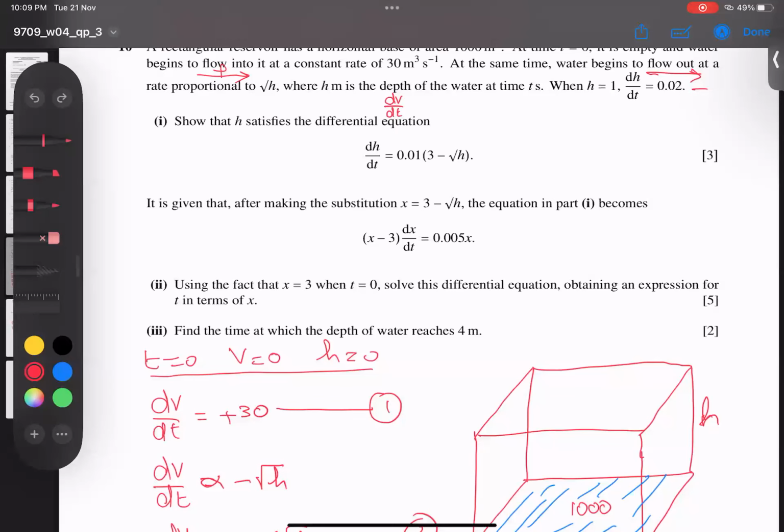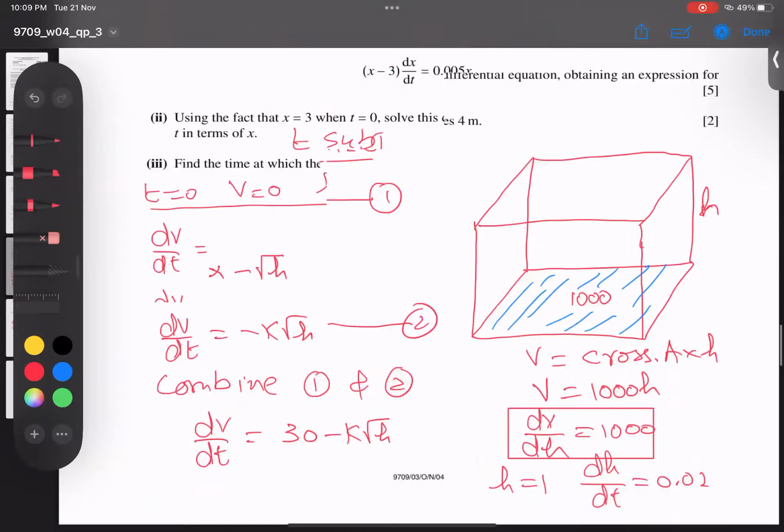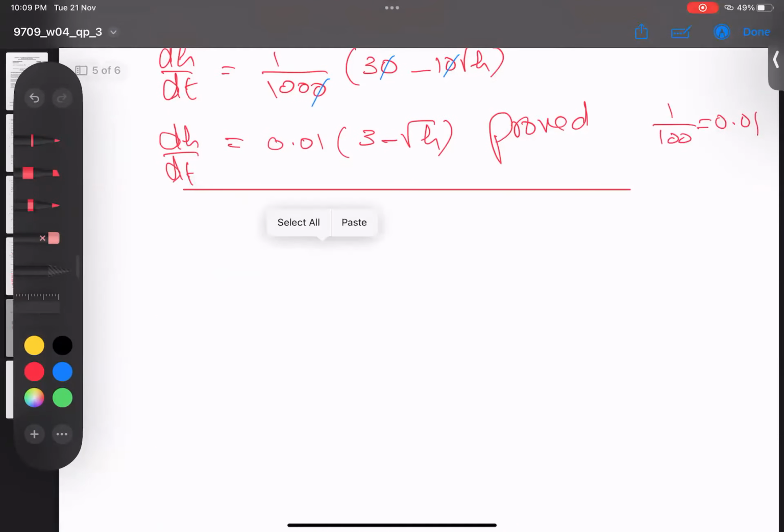All right, no problem. Now he said use this fact and this data given by him, and you have to prove the differential equation, expressing t in terms of h. So it means t as the subject is my target. So I'm going to use this connection. Let's start. The formula is x minus 3 dx by dt equals 0.005x. This data I am going to use here, and I'm starting part 2 here.